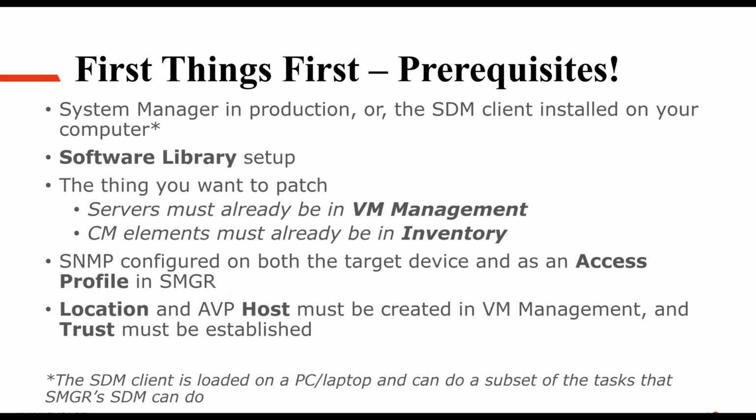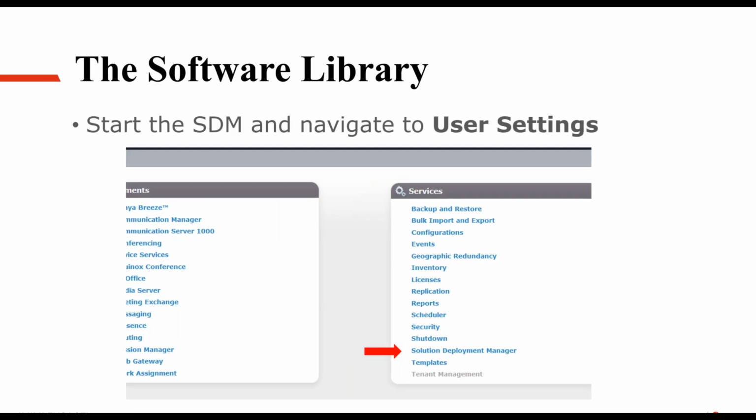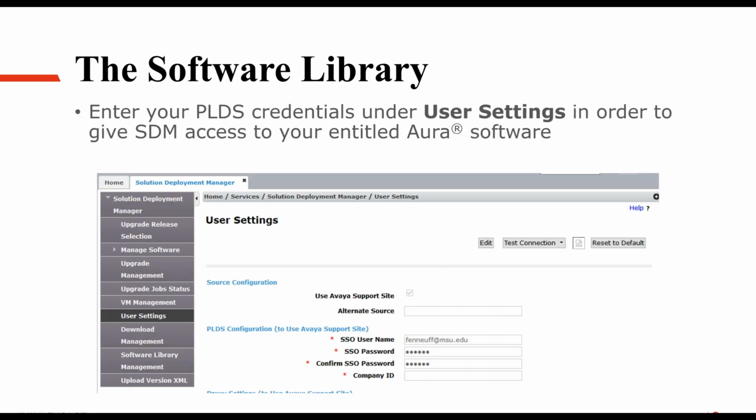So the software library is within Solution Deployment Manager, and that's how you get to Solution Deployment Manager. Maybe you've seen it, maybe you've clicked on it accidentally when you're going to do something else in System Manager, but this is how you get to it. Click on it down there, and we're going to start with the software library.